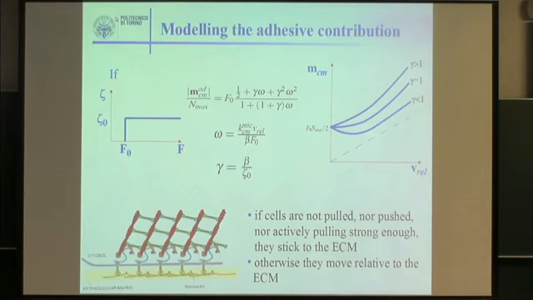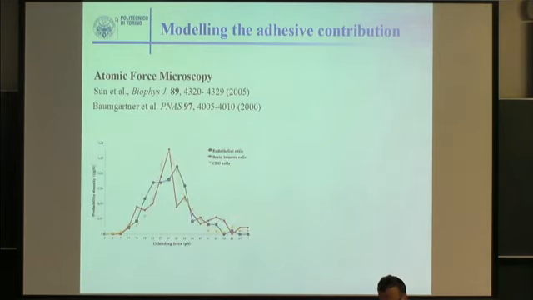If cells are not pushed, or actively pulling strong enough, they will stick to the extracellular matrix. Otherwise, they will move relative to the extracellular matrix. Okay, this is a sort of yield stress in continuum mechanics. But we can do a bit more, because in some sense we know the strength of the bond as a function of the unbinding force.